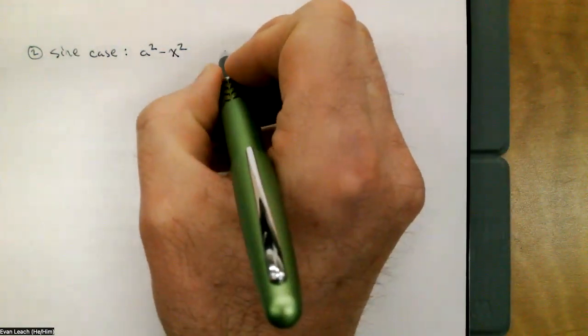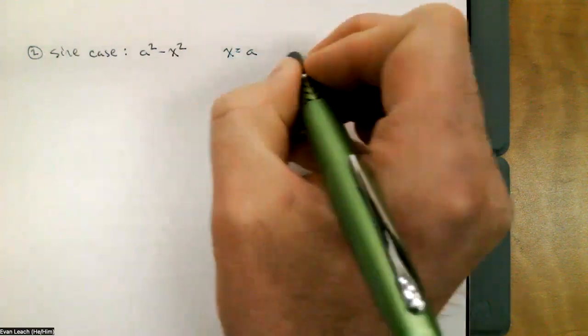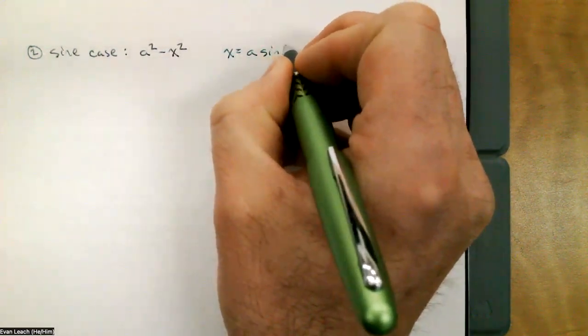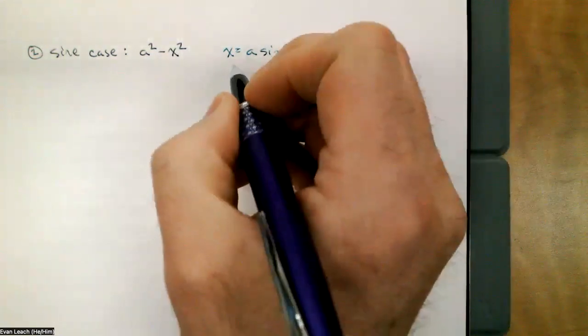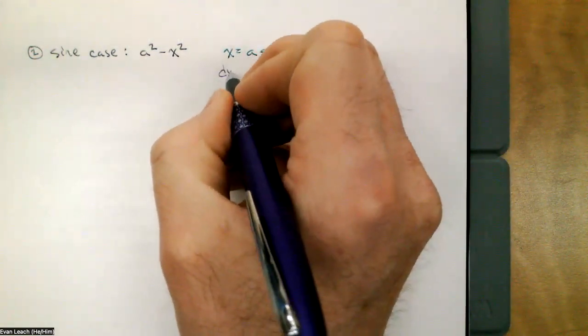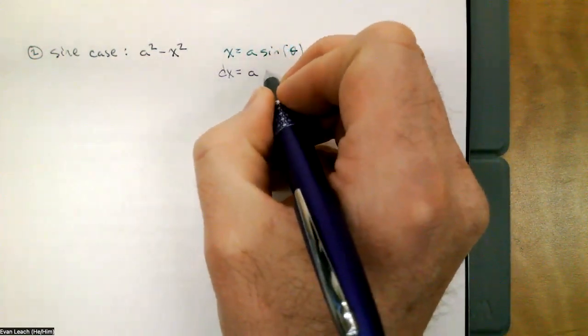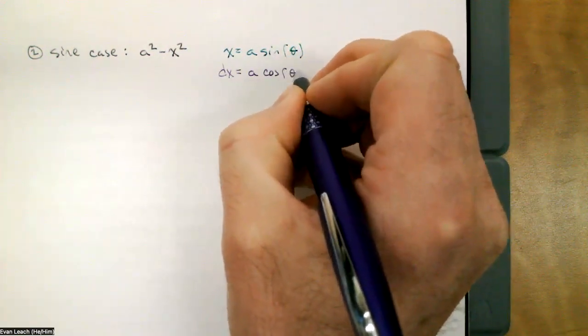Our substitution is a times the sine of theta. If we want to make the substitution x equals a sine theta, then we have to replace dx with a cosine theta d theta.